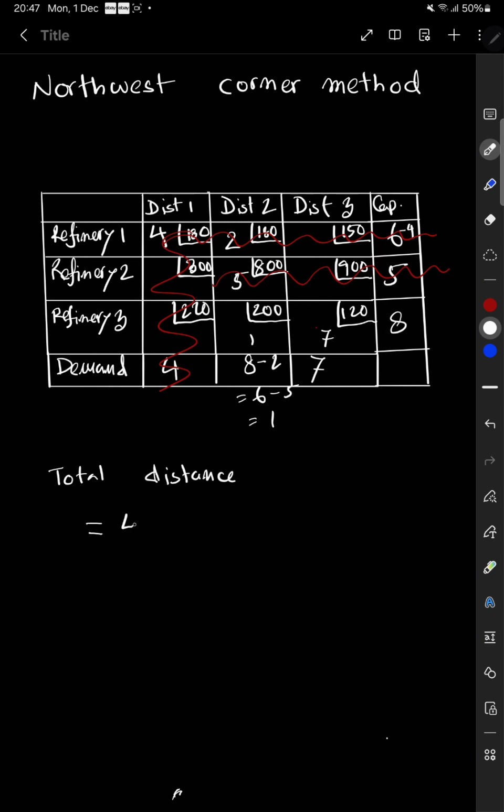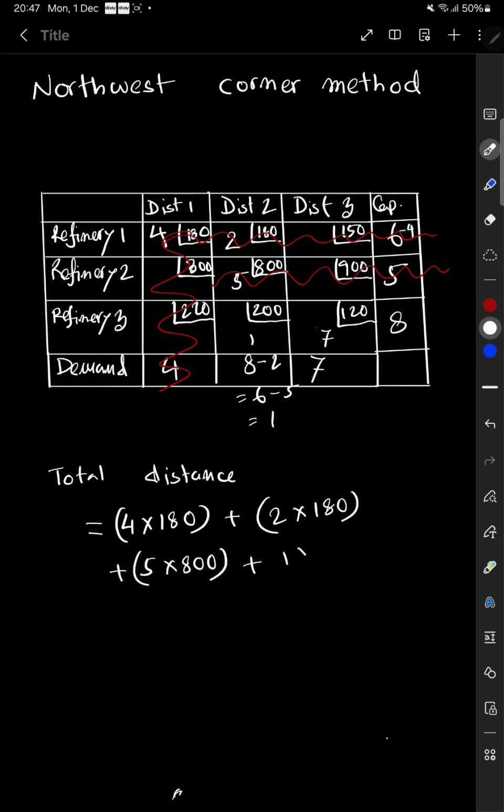equal 4 times 180 plus 2 times 180 plus 5 times 800 plus then we have 1 times 200, and plus 7 times 120. So this is our total distance. Let's calculate it first. Let me calculate.